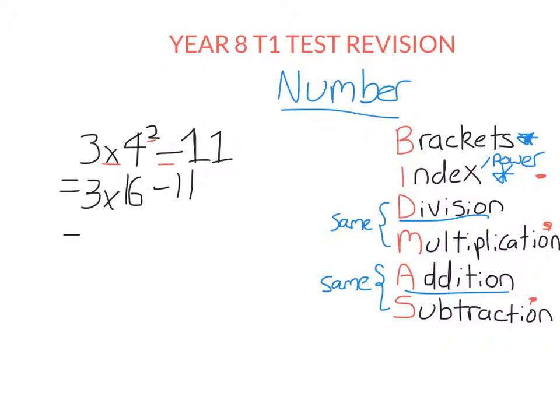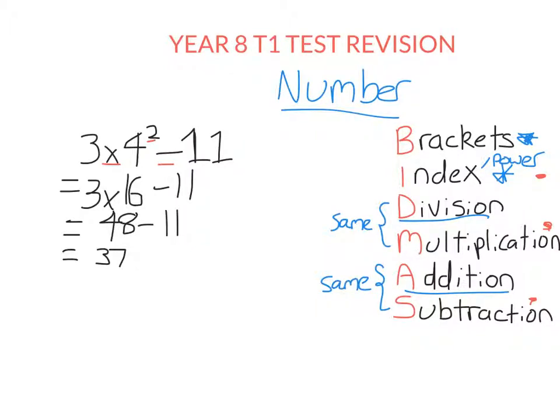Next line, I now have 2 operations left, multiplication and subtraction. So I do multiplication first. 3 times 16 is 48. I haven't done anything with the 11, so I'll leave it there. And then finally, I perform the subtraction. How easy is that? We also need to know how to do this involving negative numbers.